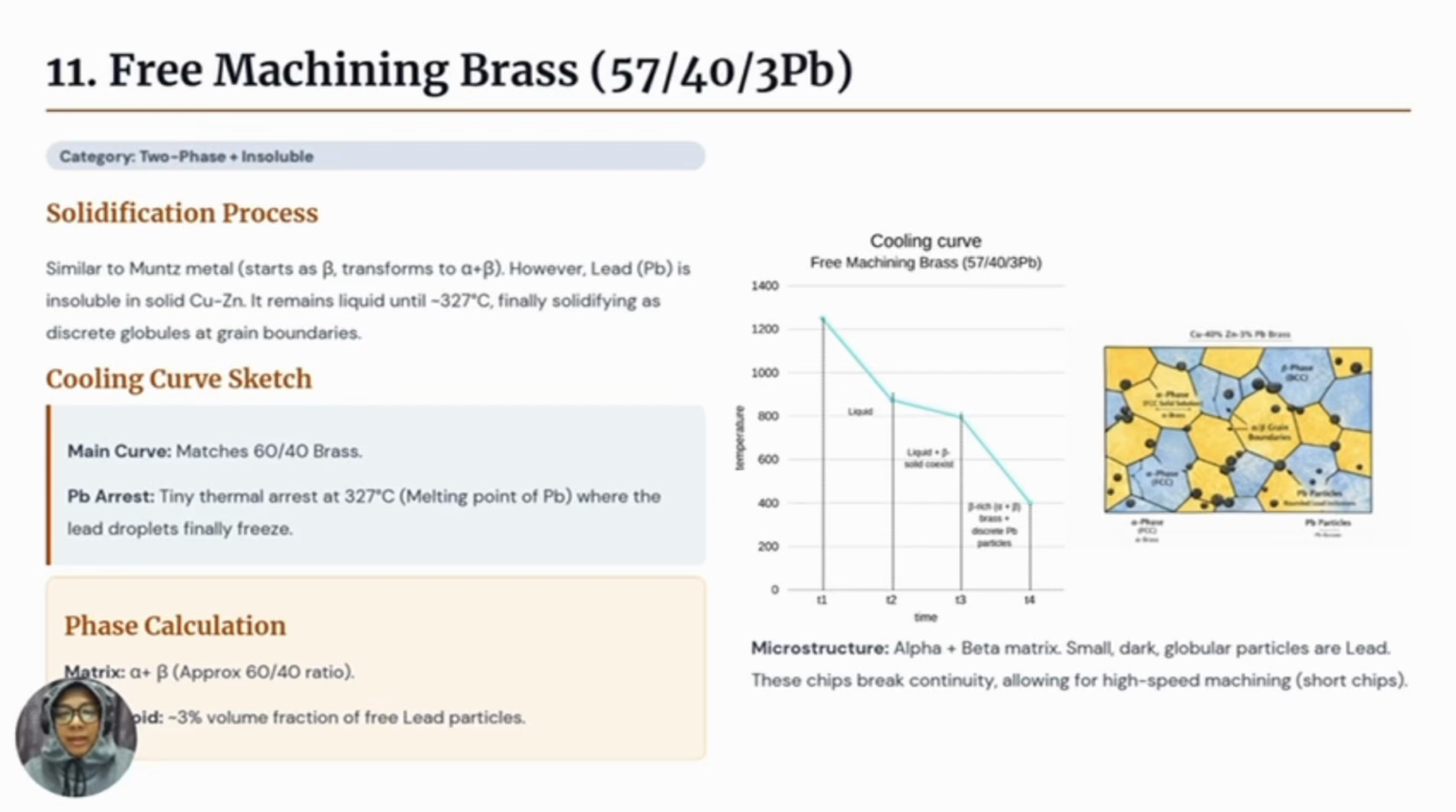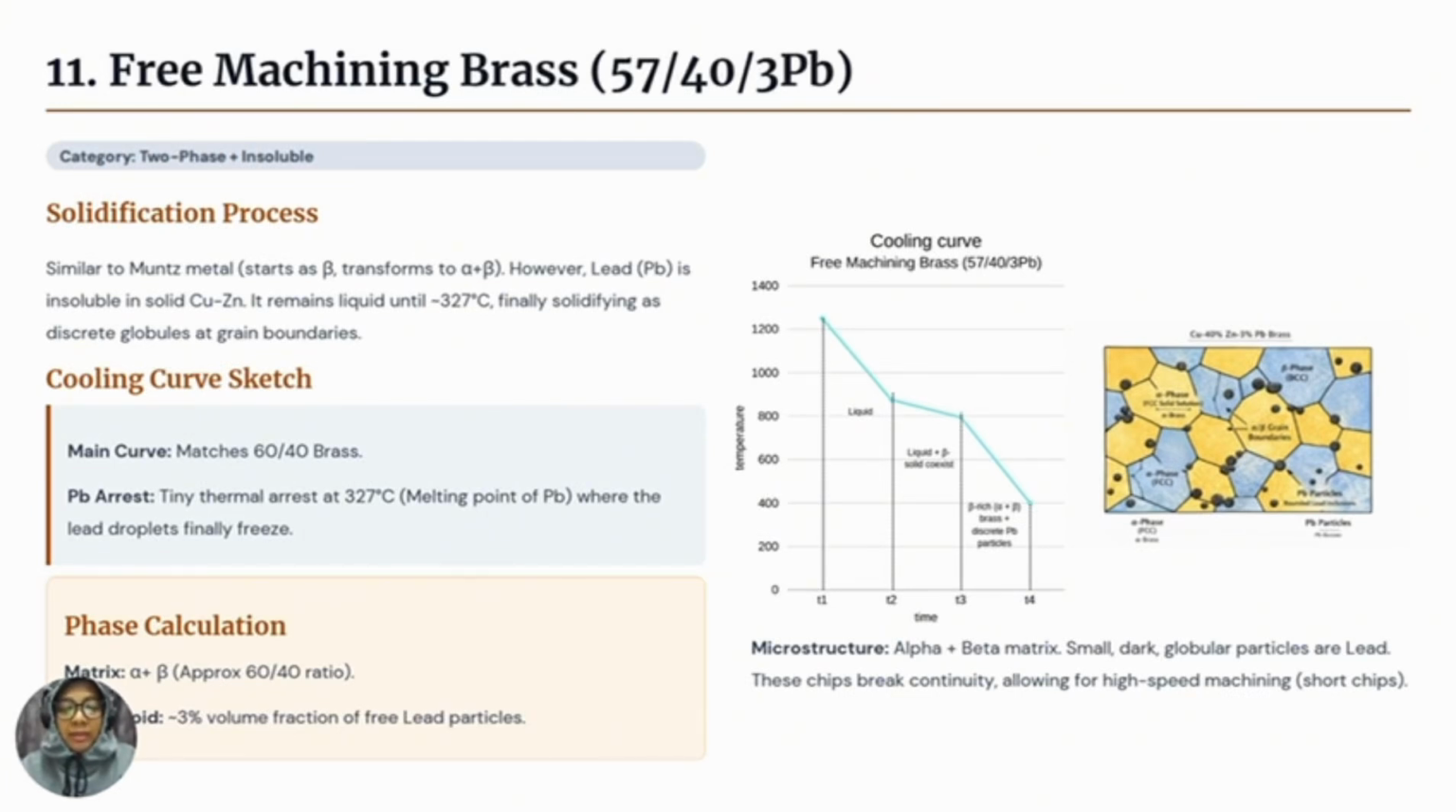My slide is regarding free machining brass, 57%, 40% and 3%. Now, let's look at free machining brass, which is a 57% copper, 40% zinc, 3% lead alloy. The secret sauce here is the 3% lead. Unlike copper and zinc, lead doesn't mix into the crystal structure, as you can see on the cooling curve.